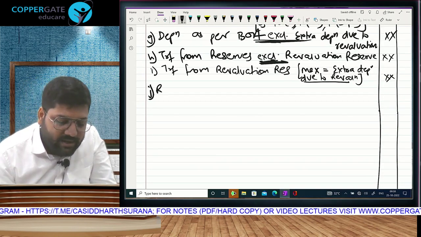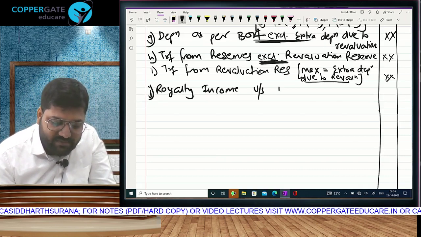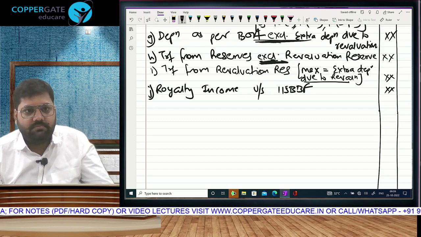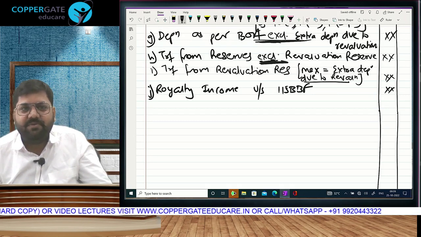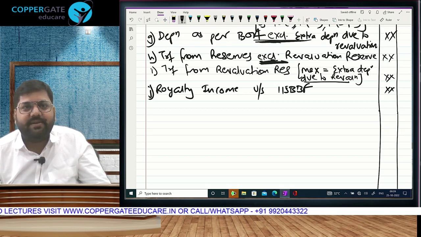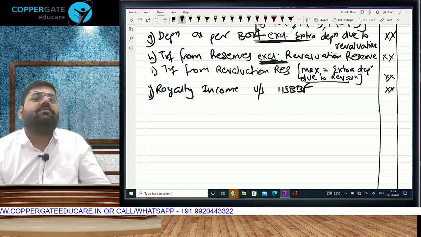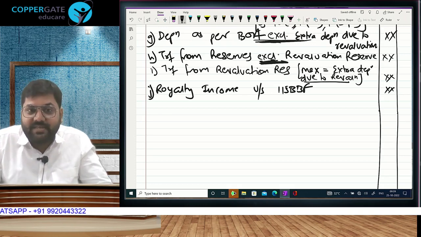Point J. Any royalty income that you earn under section 115 BBF. Ka any idea? Royalty, patents ke upar, resident, true and first inventor. Correct? Can the resident be a company also? Company is a true and first inventor of patent. And company ka name is written in the patent ka register. It can be something like a COVID vaccine also. Company ka naam is written. So company is eligible for 115 BBF.